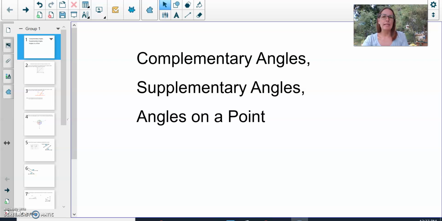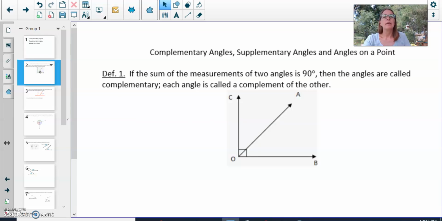Hi everyone, in this video we're going to look at complementary angles, supplementary angles, and angles on a point. If the sum of the measures of two angles is 90 degrees, then the angles are called complementary. Each angle is called a complement of the other.